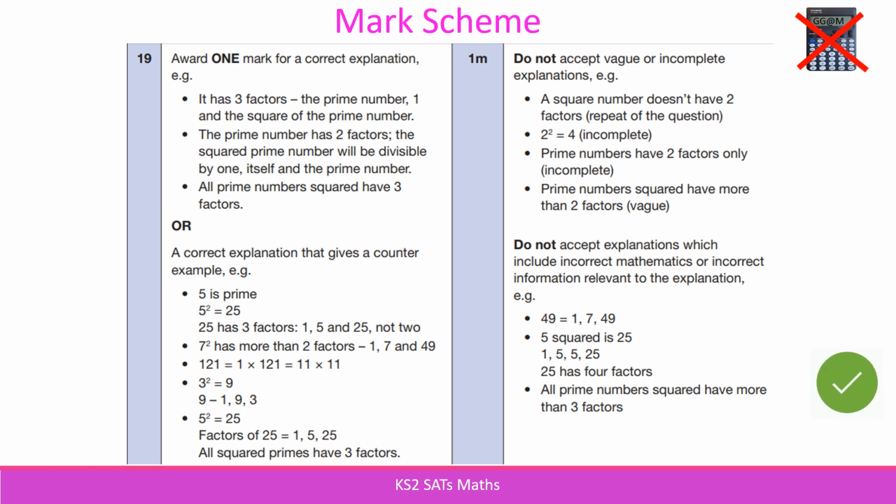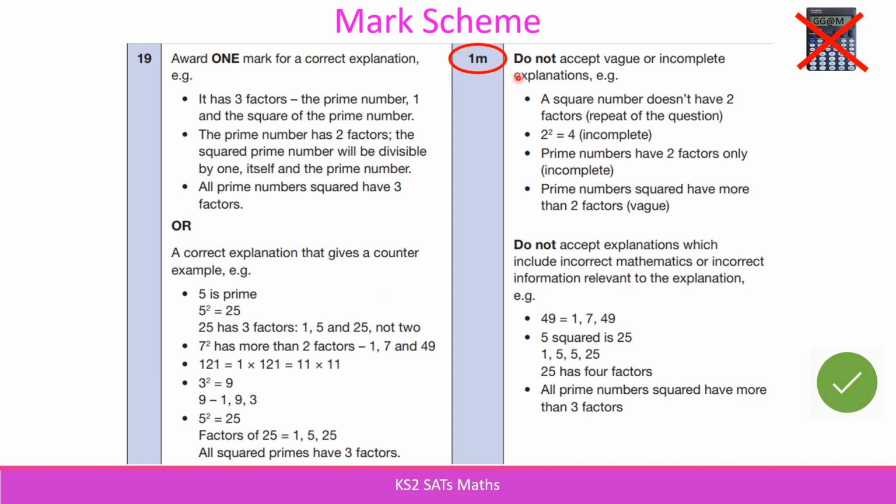The mark scheme on this question shows there's 1 M, which means 1 method mark. You can see it's very wordy on the mark scheme because lots of people can choose lots of different ways to be able to do this. The easiest way to do it is by using a number example to be able to get the answer out. And you've got a few different examples here you could have used.